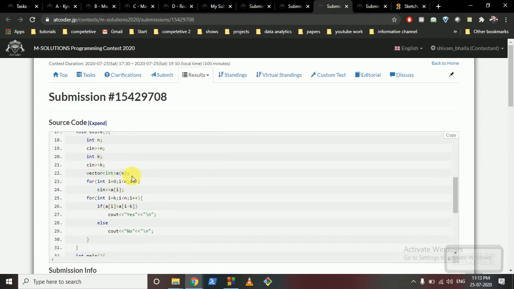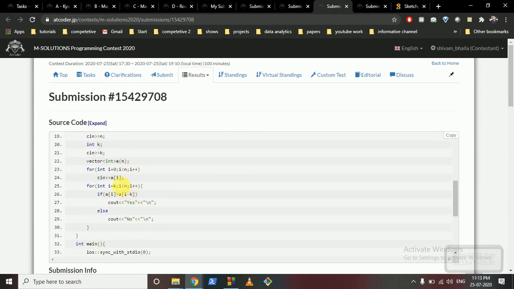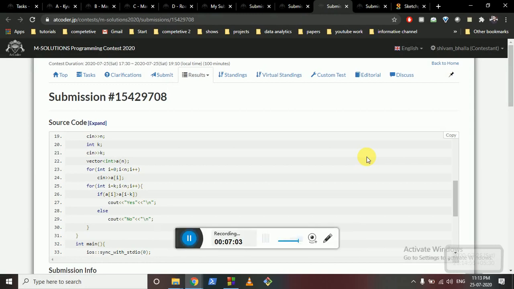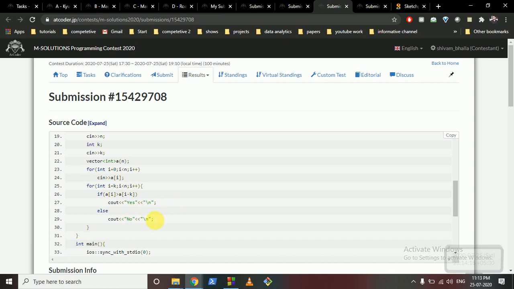We can take the input of all the numbers. And for numbers from k till n, we'll check that if the ith number is greater than the (i minus k)th number, then the answer is yes, because the total multiplication of the window will increase, else the answer is no. That's the whole logic for the third question.